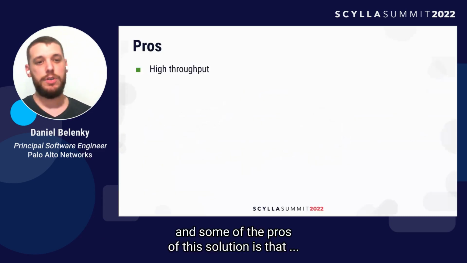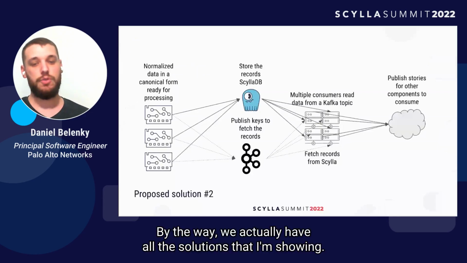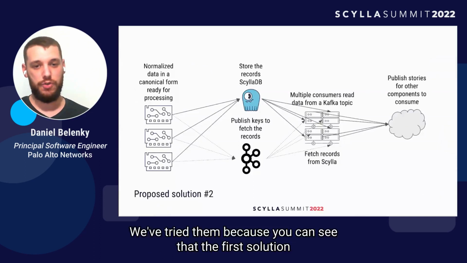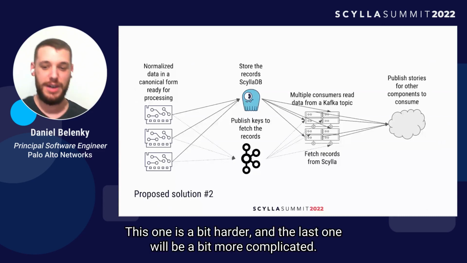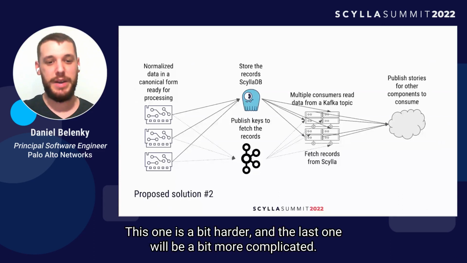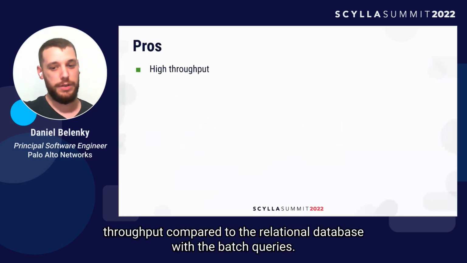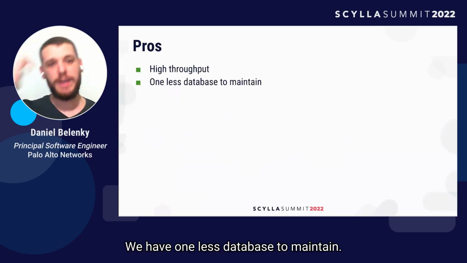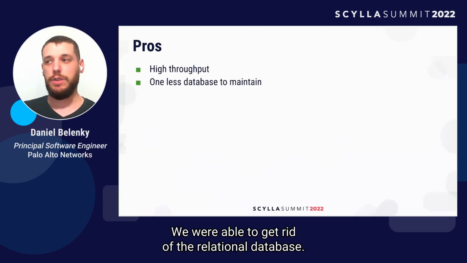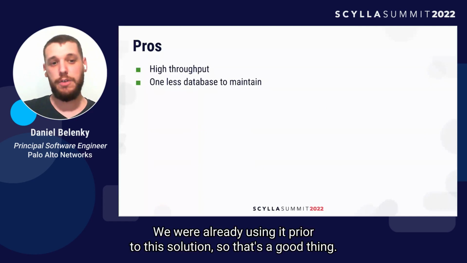Some of the pros of this solution is that, by the way, we actually have all those solutions that I'm showing. We've implemented them, we've tried them, because you can see that the first solution is the easiest one to implement. This one is a bit harder, and the last one will be a bit more complicated. So the pros of this solution is a very high throughput compared to the relational database with the batch queries. We have one less database to maintain. We were able to get rid of the relational database. Scylla is already part of our system. We were already using it prior to this solution. So that's a good thing.